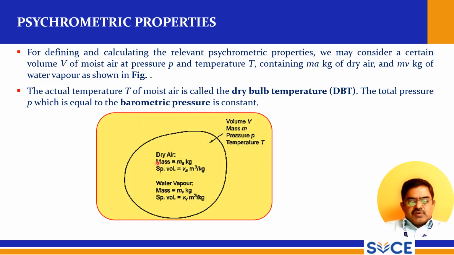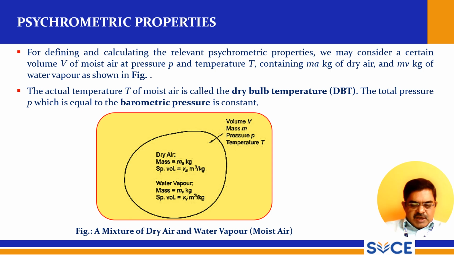Here you can see in this simple diagram. Dry air has mass equal to Ma kg, and specific volume equal to Va meter cube per kg. A is nothing but dry air, and V is water vapor, with mass equal to Mv and specific volume Vv meter cube per kg. The capital V is the total volume, M is the total mass, P is the total pressure, and capital T is the total temperature. So here it is the mixture of dry air and water vapor. This is known as moist air.